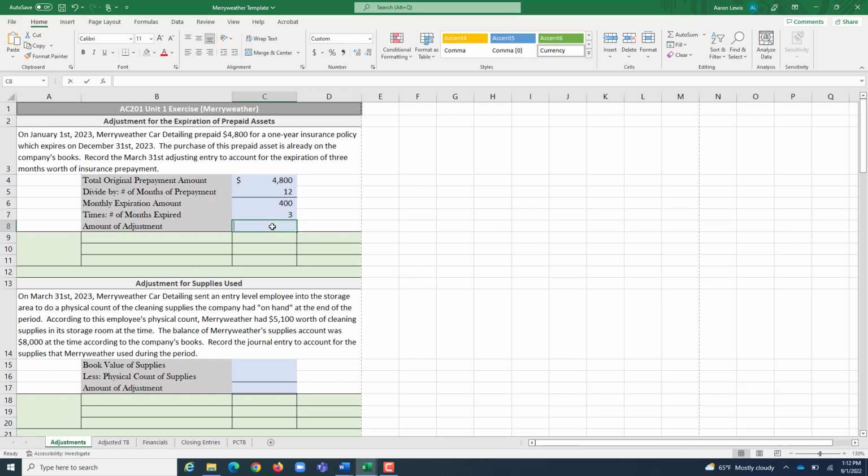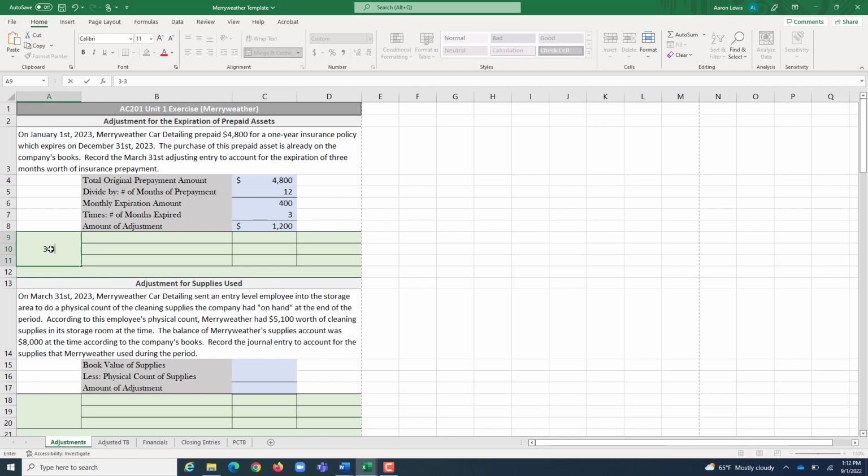And if we are expensing this prepayment at a rate of $400 per month, and 3 months have passed, 400 times 3 equals 1,200. So we need to record an actual expense for this insurance equal to that $1,200, and we need to decrease the amount of prepayment we have for insurance on our books by that same $1,200.